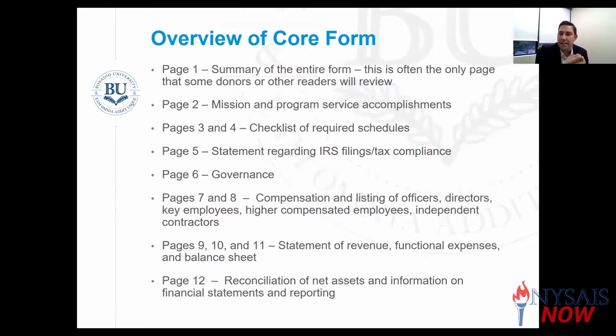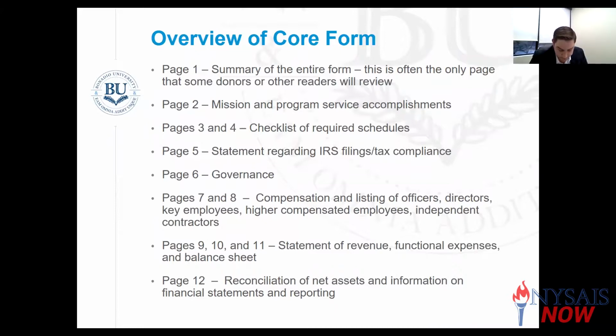Financial aid is considered an expense in the 990 world and would show up on your functional expenses under line 2, under scholarships. So it's important to know that, because if you're looking at your statement of revenue and your statement of expenses and trying to compare that to your audited financial statements, they're often not going to match up. And there's room, as we'll speak about, to show what those reconciling items are.